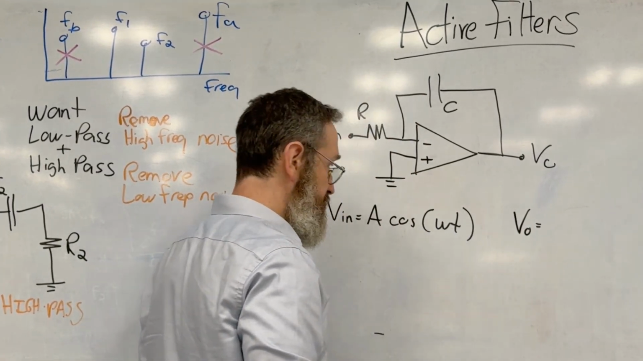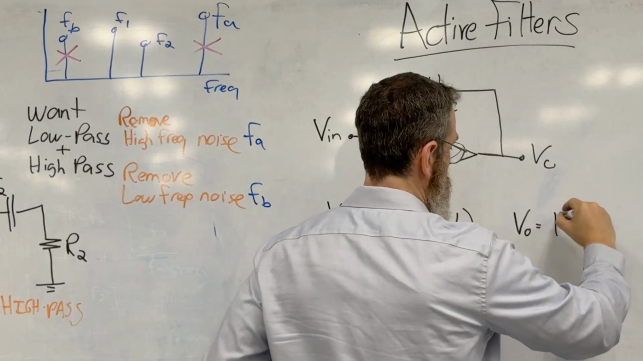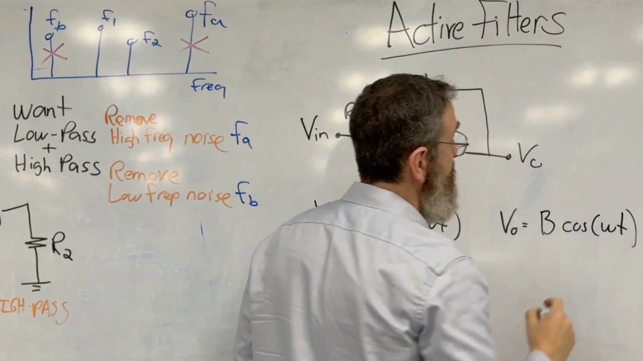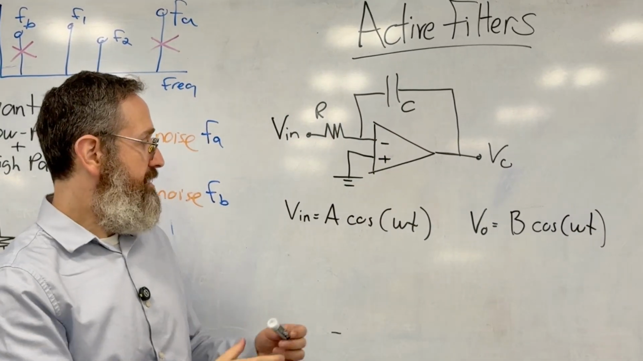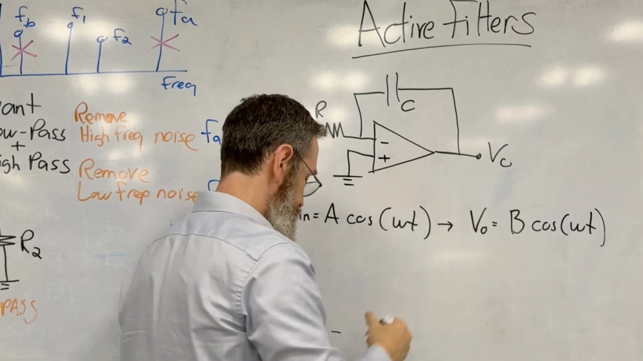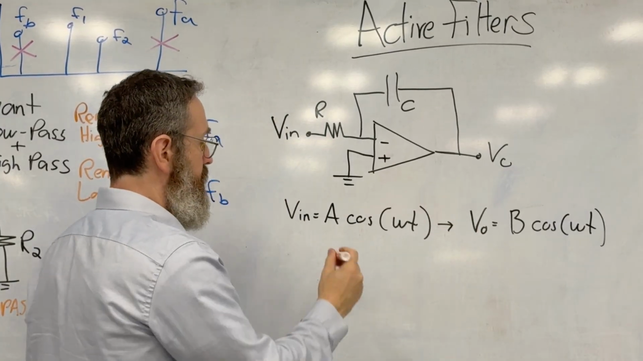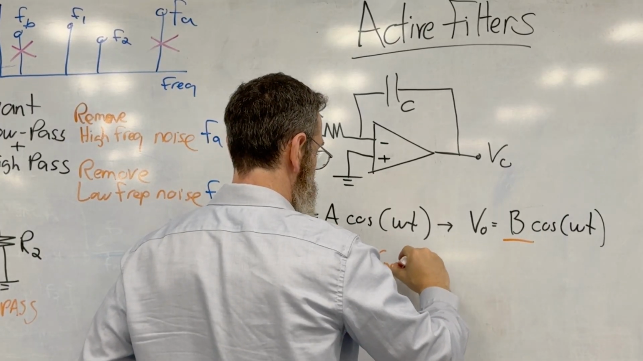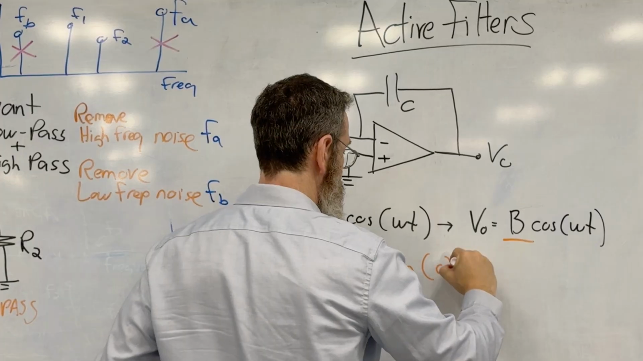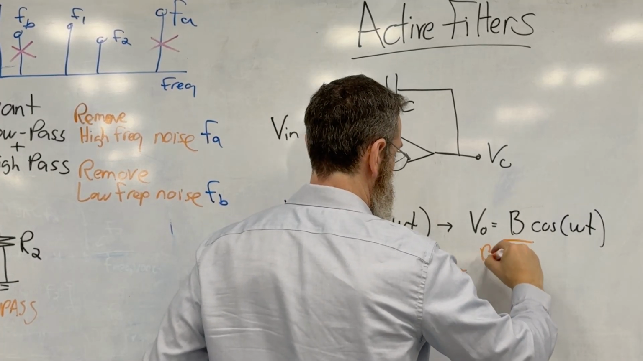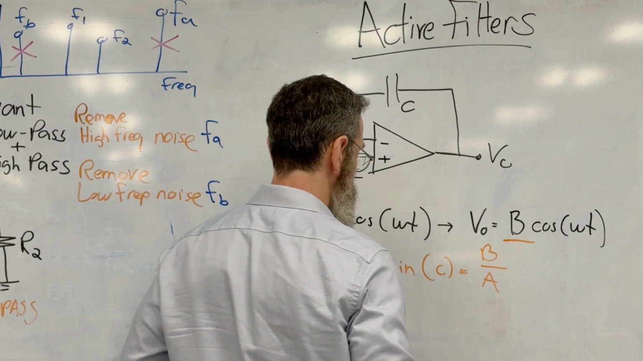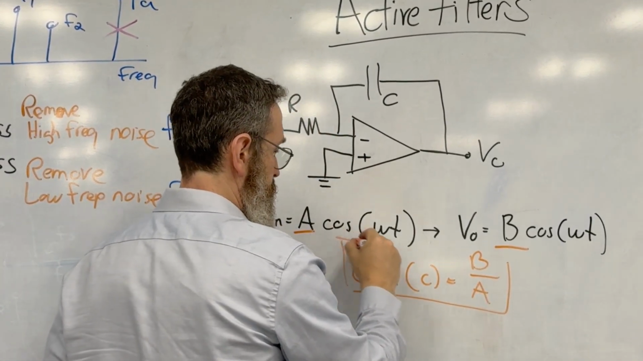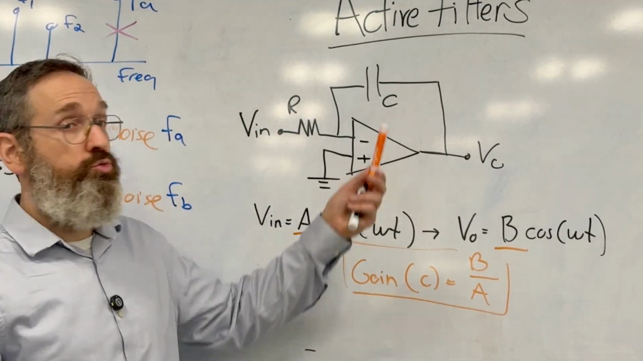If sinusoidal steady-state analysis works, V out is just going to be B cosine of omega t. That's if it works, of course. For sinusoidal steady-state analysis, the only thing we need to know is, given an A, what B comes out, or another way to say that is we have a gain, maybe we'll call that C, and that's equal to B divided by A. So just to frame the problem, that's sort of always what we're thinking about.